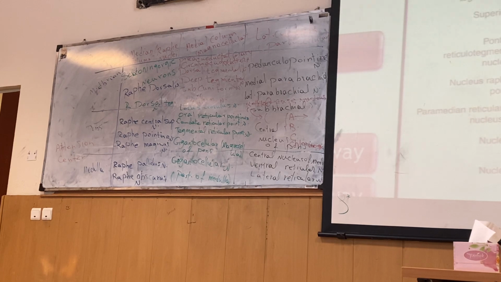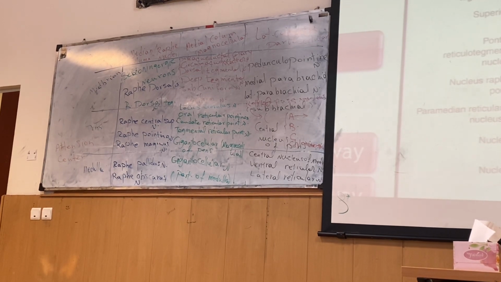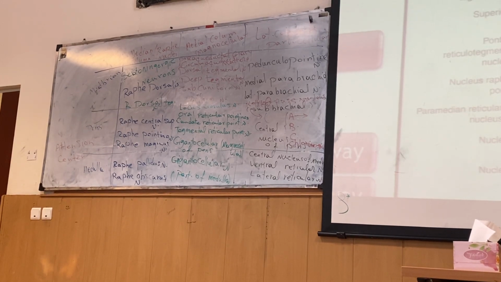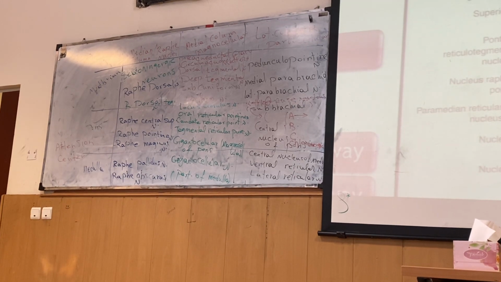Multiple synapses are made with which parts of the CNS? All parts: upper CNS, lower CNS, reticulospinal, reticulocortical, reticulothalamic, reticulocerebellar, cerebelloreticular, corticoreticular, reticulovestibular. Synapses with all parts of the CNS. Did you understand this part?